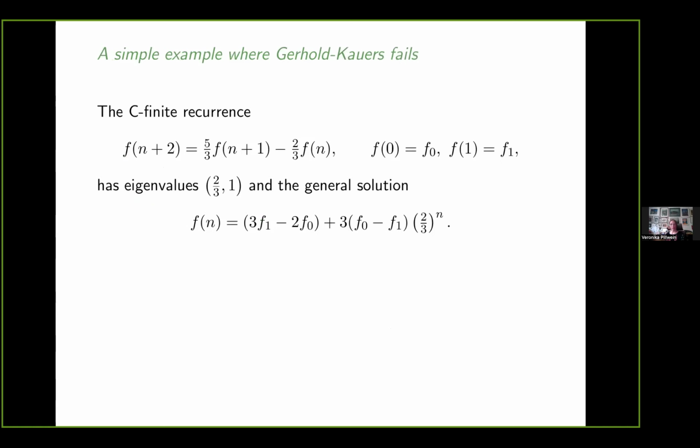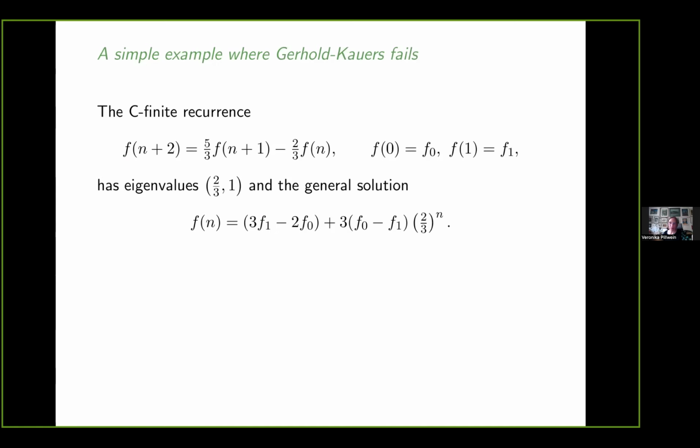Before showing things that work, I show a simple example where the algorithm fails. So let's look at this. It's a C-finite sequence, and it's very simple. It has eigenvalues 2, 3, and 1. So it has a unique dominant eigenvalue, and it has a general solution that, I mean, for C-finite sequences, we can always find the closed form solution.